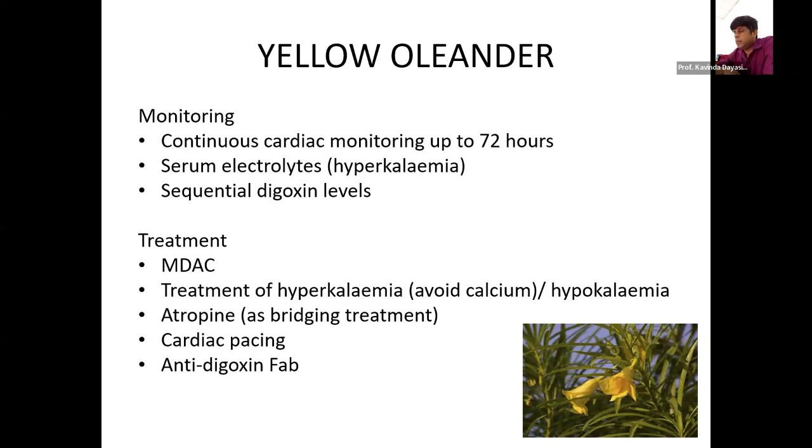And then hyperkalemia can be treated with standard treatment, but we have to keep in mind that we should avoid calcium in these patients, because of the blockage of the sodium potassium ATPase, there are high amounts of intracellular calcium. So if you give more calcium, that can lead to a stone heart, resulting in serious ventricular dysrhythmias. And to control the bradyarrhythmias as a bridging treatment, you can use atropine, but some of these patients will need cardiac pacing and antidigoxin Fab as well.